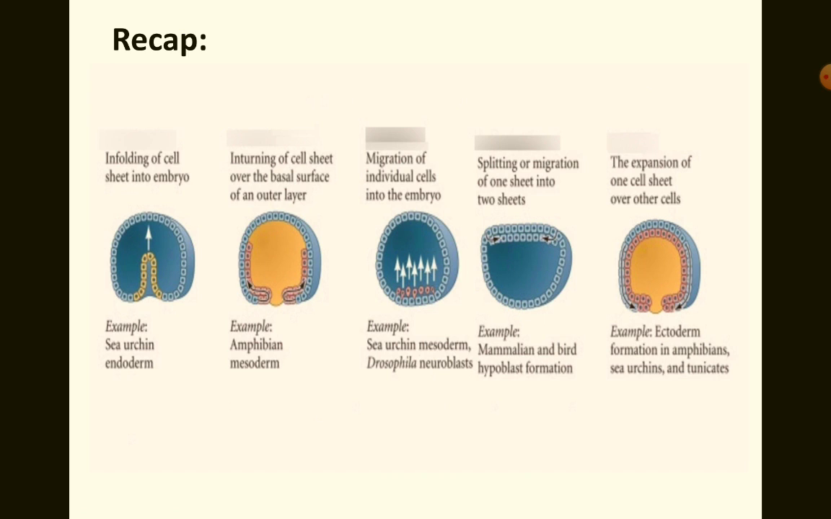Now this is just a recap of what we learned in our previous session. There we learned about different kinds of morphogenetic movements like invagination, involution, ingression, delamination and epiboly.